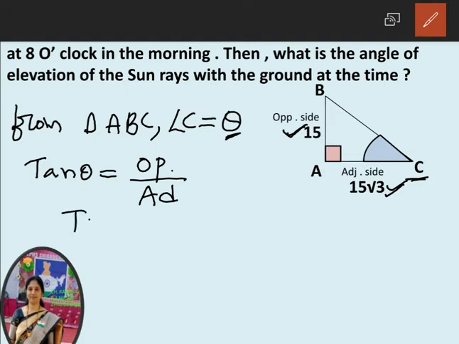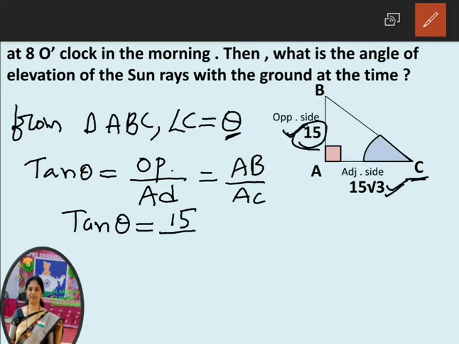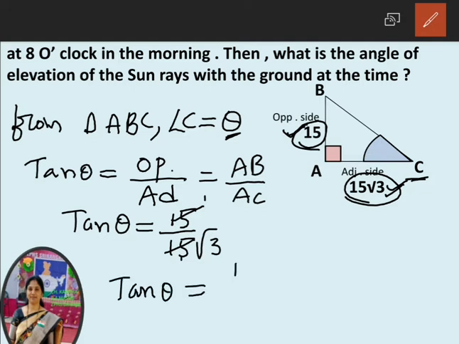So here theta, we don't know the theta value. So just write theta. And opposite side means here opposite is AB by adjacent is AC. AB is nothing but 15. So just write 15 here. And this is 15 root 3. And we know that 15 ones are 15. So tan theta is equal to, numerator we will get 1, by in denominator there is root 3. So it becomes 1 by root 3.